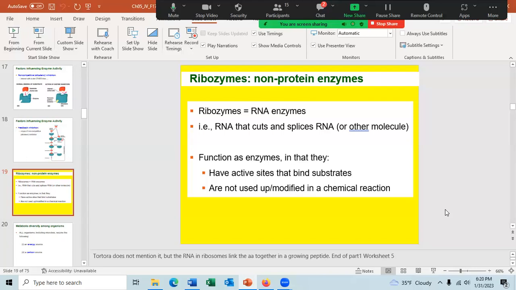So ribozymes do function as enzymes. They even have an active site that will bind to the substrate. And then the ribozymes are not used up or modified in a chemical reaction. So they are an enzyme and they work the same as protein enzymes, but they're not made of protein. And our bodies only have a few of these RNA enzymes.